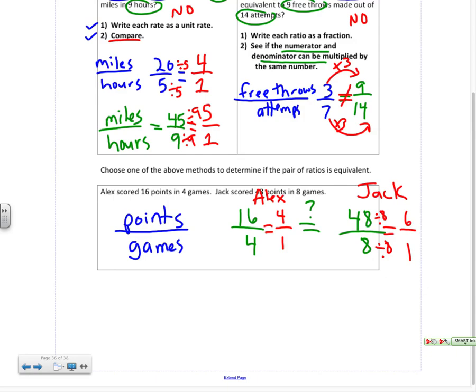Okay, so we chose the method of using a unit rate. Now I can look at my unit rates, and the question is, are these two rates equivalent? No, they're not. Okay, and how can you tell, Rachel, that they're not equivalent rates? Because 6 is greater than 4. Okay, nice job. So 4 to 1 is not equal to 6 to 1.